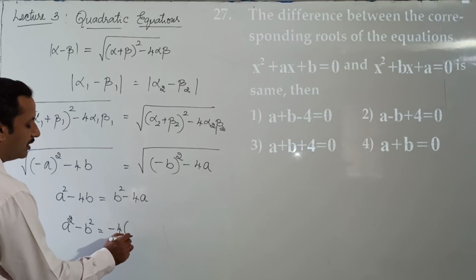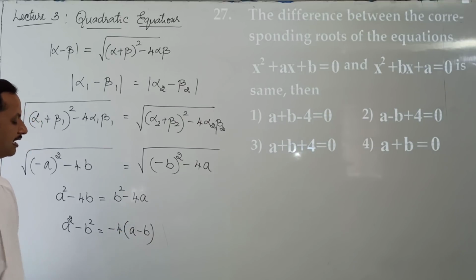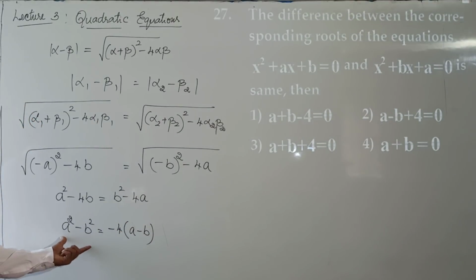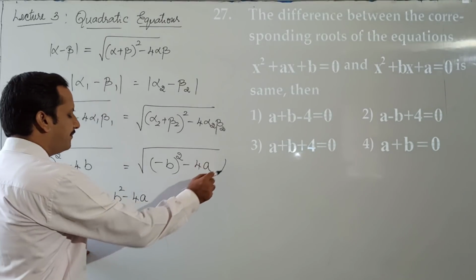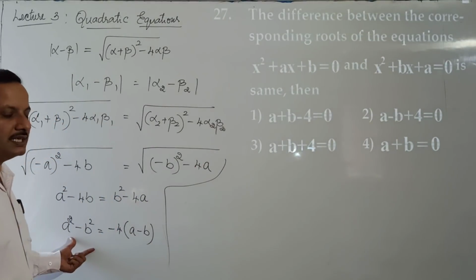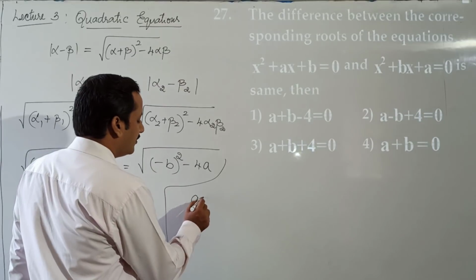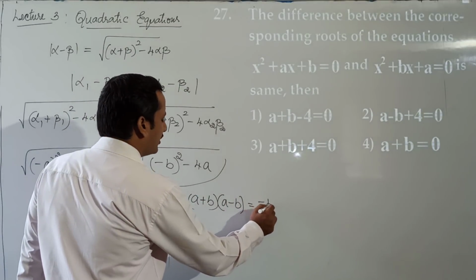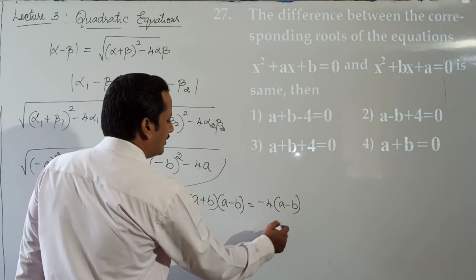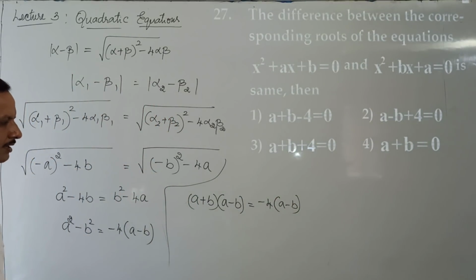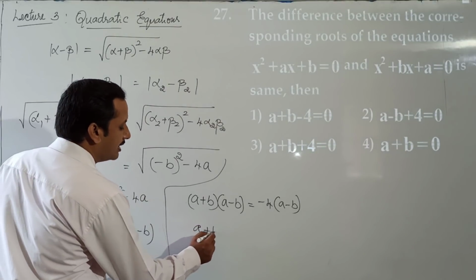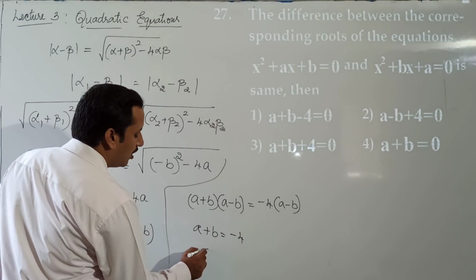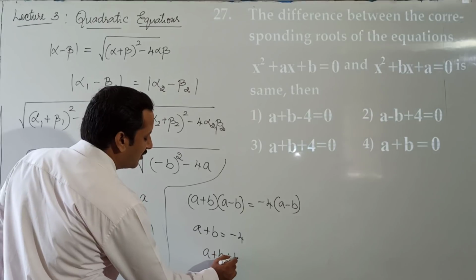Take minus 4 as common: minus 4 into (a minus b). Now a square minus b square can be written as (a plus b) into (a minus b). (a plus b) into (a minus b) is equal to minus 4 into (a minus b). We can cancel that a minus b. Then we get a plus b is equal to minus 4, or a plus b plus 4 equal to 0.